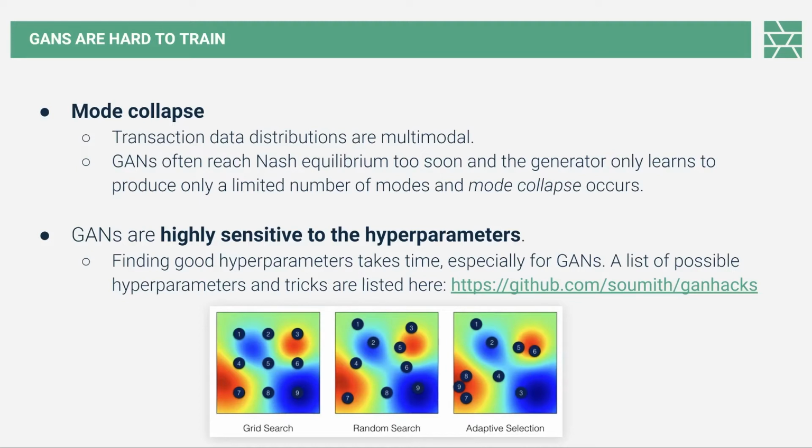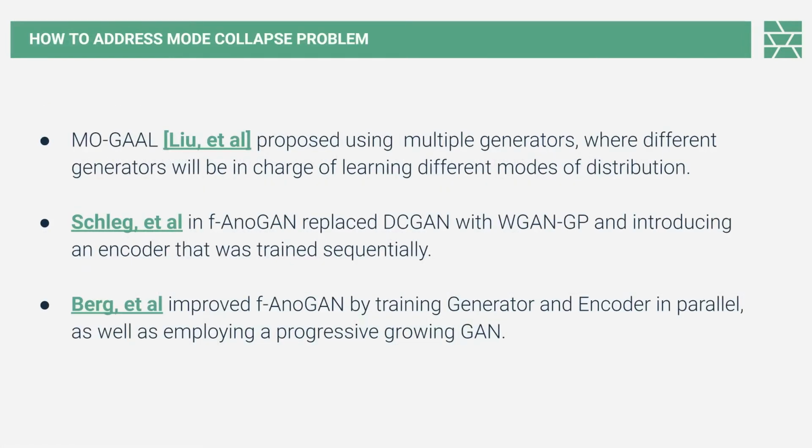GANs are also highly sensitive to the hyperparameters that you use. There's a great link here called GAN hacks to give you some tricks on how to train the GANs, how to make them converge, and how to find good hyperparameters. We're going to talk a little bit later about the MAGGY platform we have in Hopsworks to enable you to do parallel hyperparameter tuning, which enables you to massively reduce the time it takes to find good hyperparameters.